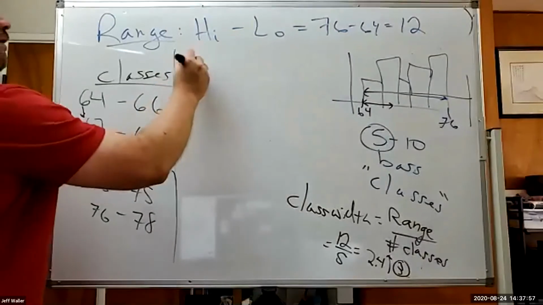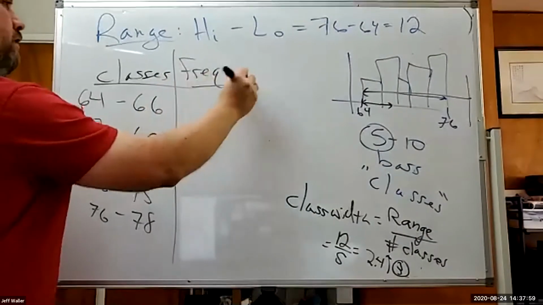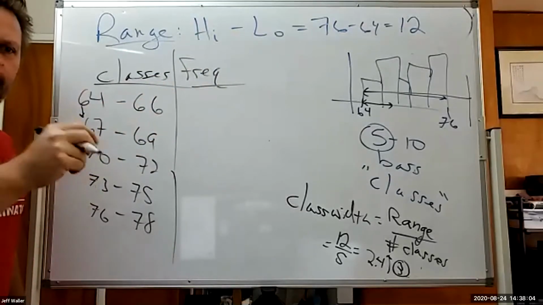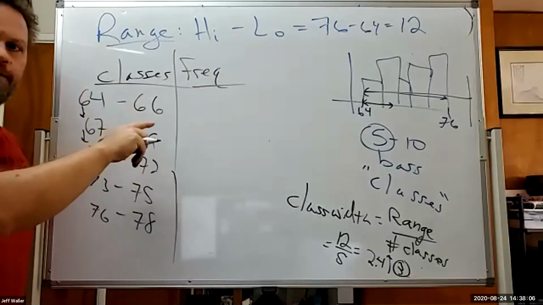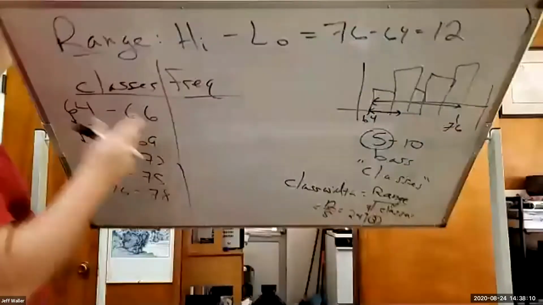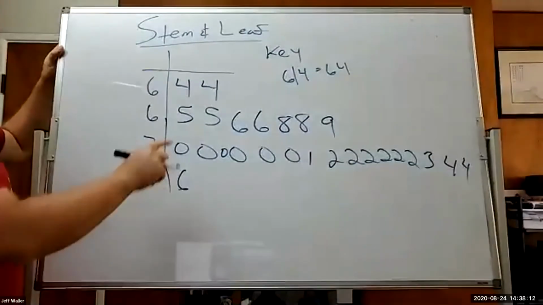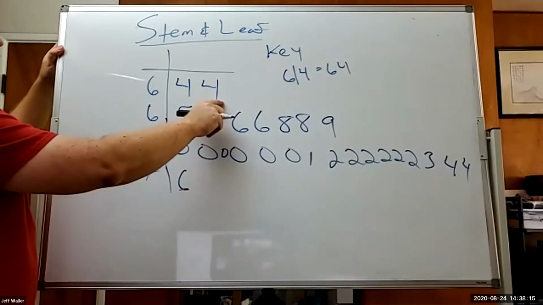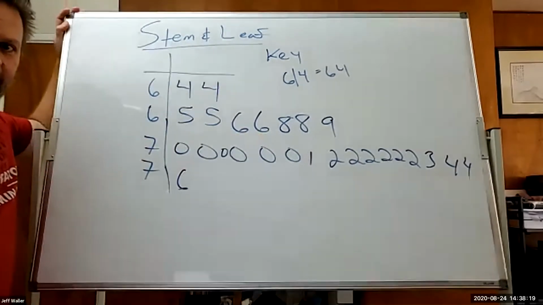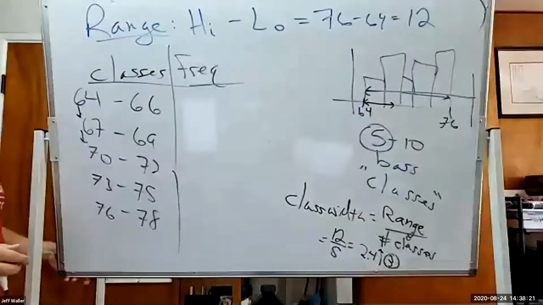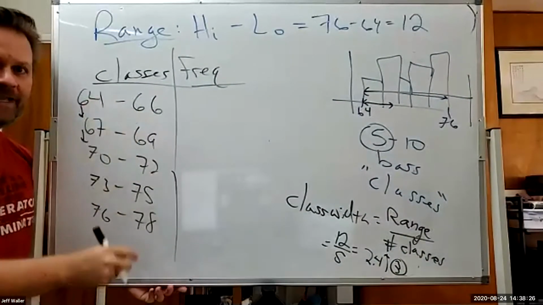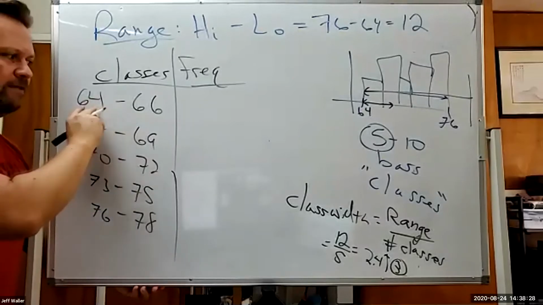So now I'm going to do something called frequency. How frequently does data show up in each class? So how many data points from 64 to 66 were there? 1, 2, 3, 4, 5, 6. Be careful. Not how far apart are those, how many data points are in here?